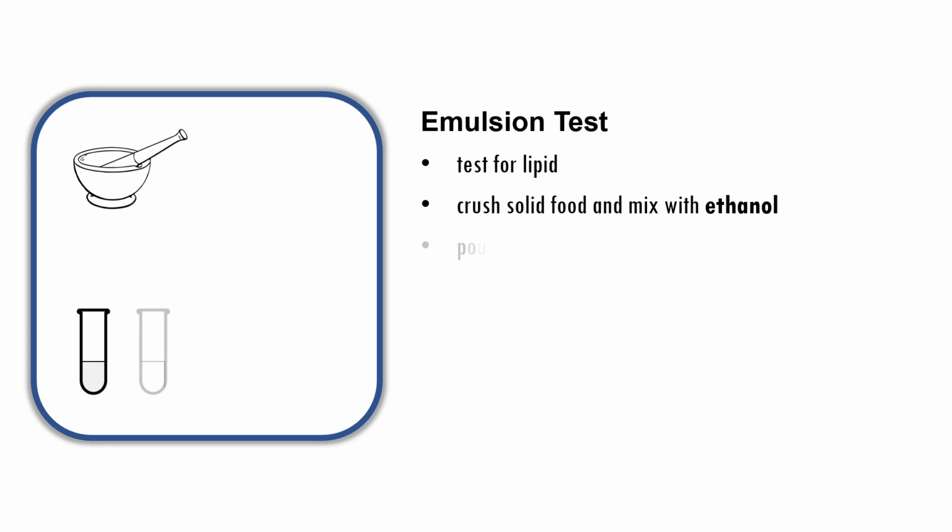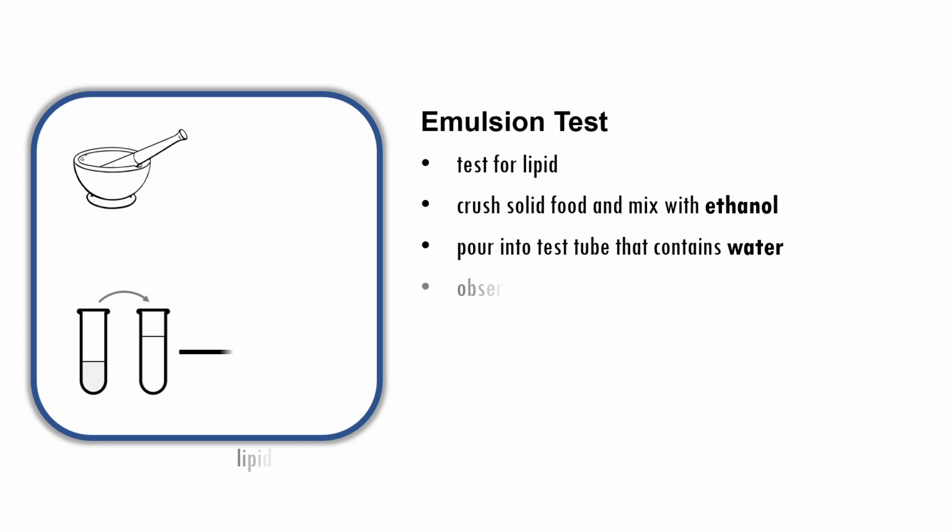After that, pour the mixture into another test tube containing water. If lipids are present, a cloudy white layer, known as an emulsion, will form at the top of the solution. This happens because lipids dissolve in ethanol but not in water. If there are no lipids, the mixture will remain clear.